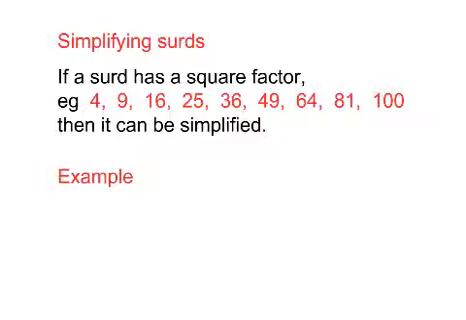The trick in simplifying surds is to look for square factors. Here are a number of square factors: 4, which is 2 squared, 9, which is 3 squared, and so on up to 100, which is 10 squared.